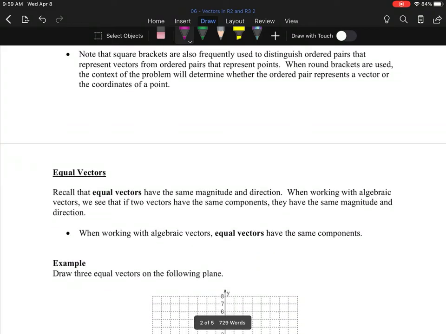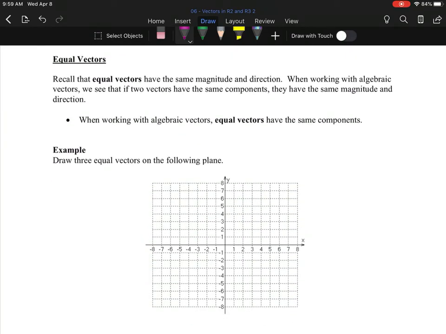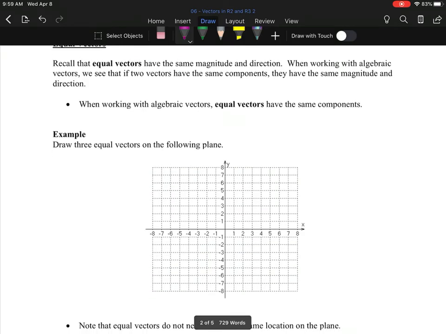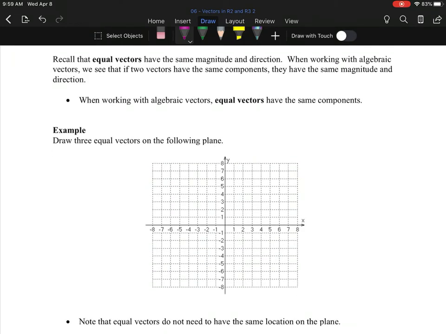Just watch what happens. Now, equal vectors. Recall that equal vectors have the same magnitude and direction. So when working with algebraic vectors, we see that if two vectors have the same components, they will have the same magnitude and direction. So equal vectors have the same components. For instance, if I draw the vector 2, 4, and then I draw a vector over here as well, this vector would also be 2, 4. So the fact that they're not in the same spot doesn't matter. We still call them equal vectors.